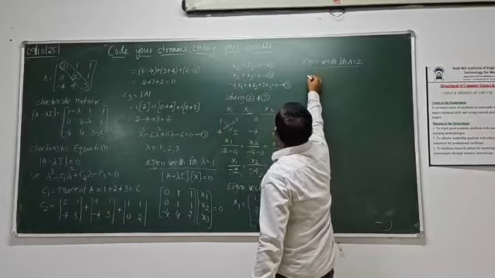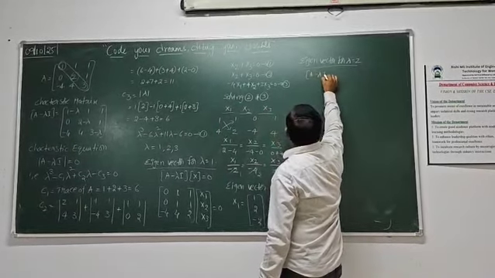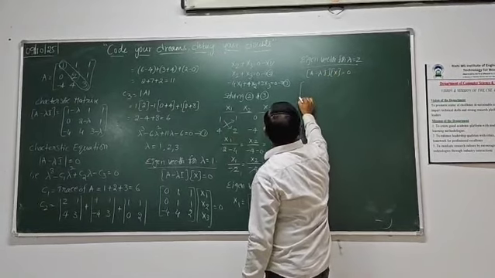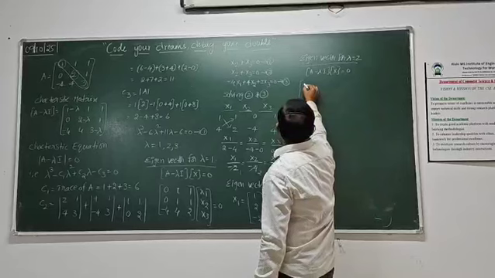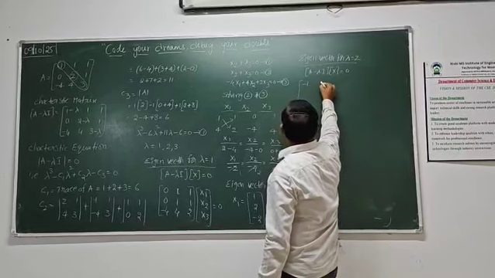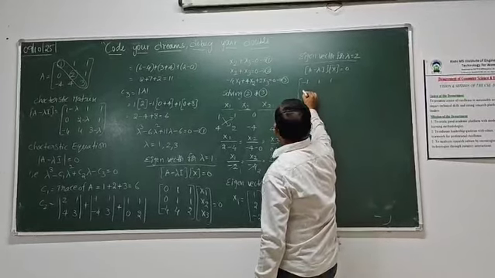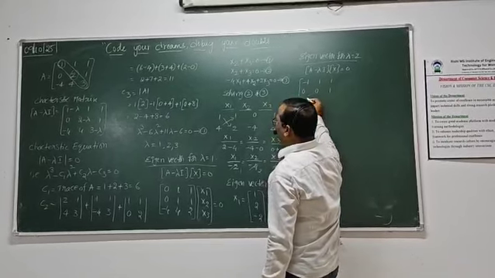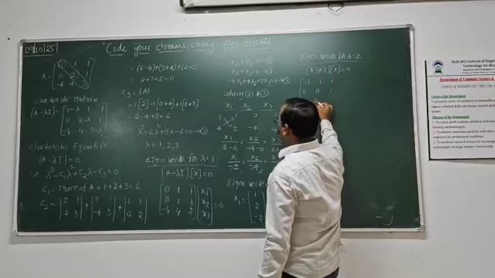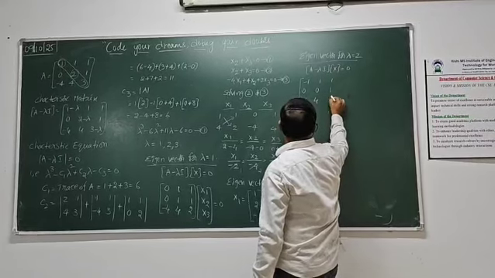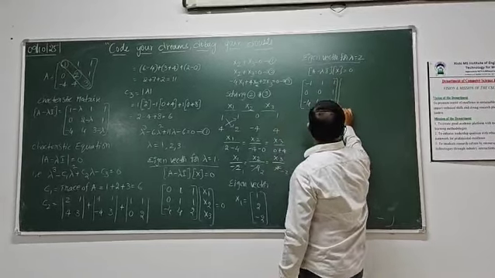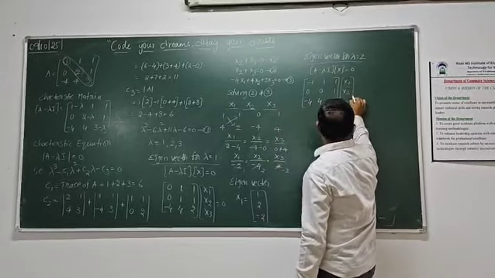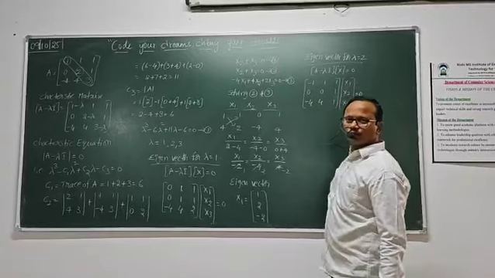Substitute this lambda value in the characteristic matrix. Now write down the matrix: 1 minus 2 is minus 1, 1, 1; 0, 2 minus 2 is 0, 1; minus 4, 4, 3 minus 2 is 1, into x1, x2, x3 equal to 0.